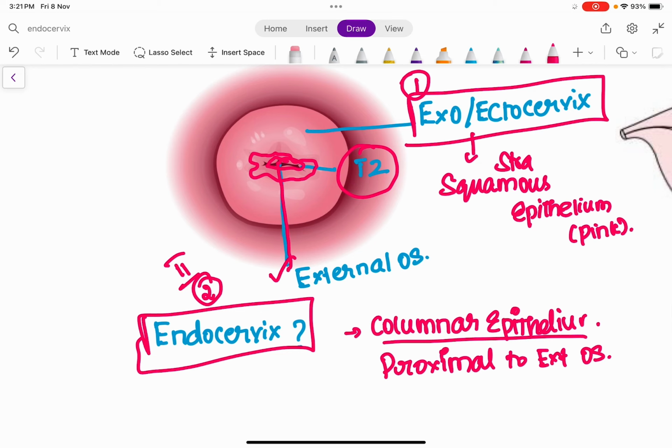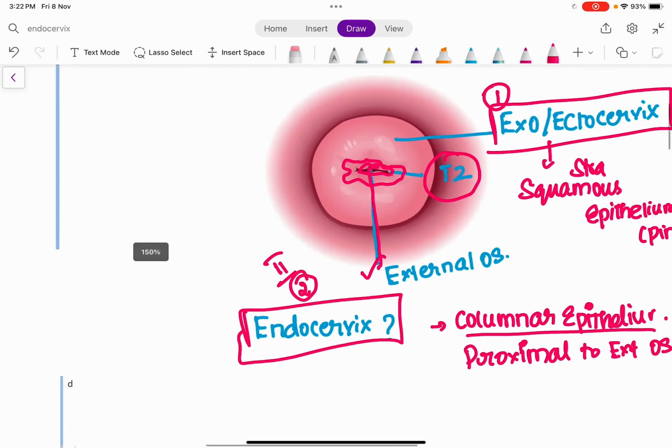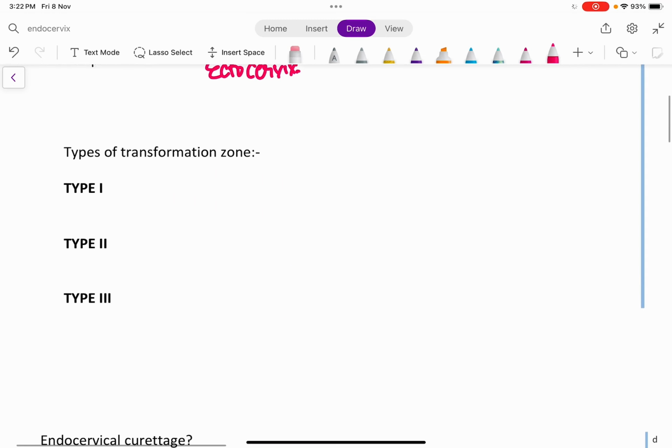And we all know that the columnar type of cells are present only in the endocervix, right? So if adenocarcinoma is going to occur in the cervix, then definitely it has to occur only in the endocervix, because the columnar type of cells are present only in the endocervix. Therefore, in order to rule out adenocarcinoma, you have to take sample from the endocervix, right? So this endocervical curettage in itself has specific indications which we'll be discussing later in this module, right?